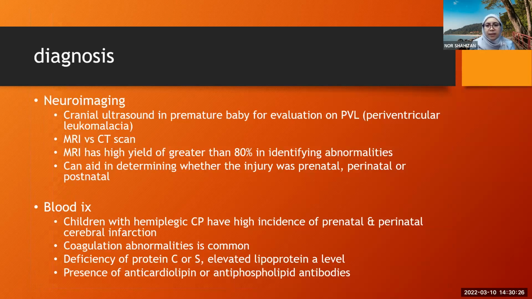How to diagnose CP? You have to do neuroimaging. You can use cranial ultrasound in a premature baby for evaluation of periventricular leukomalacia. You can also do MRI or CT scan, but MRI has a high yield of greater than 80% in identifying abnormalities. But not all hospitals have MRI. You need to remember that.